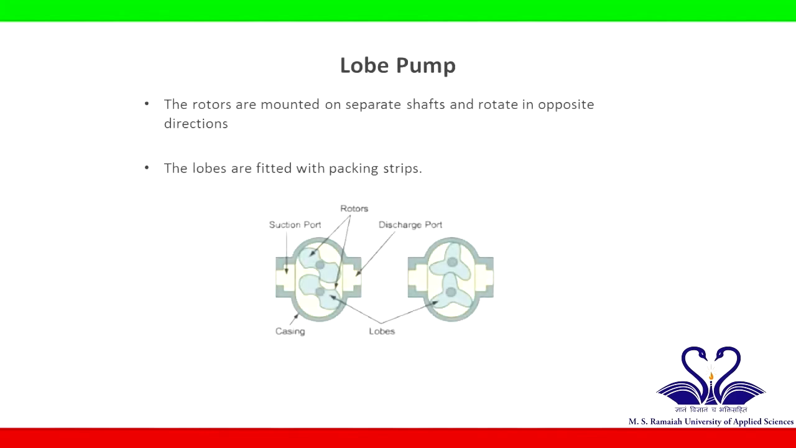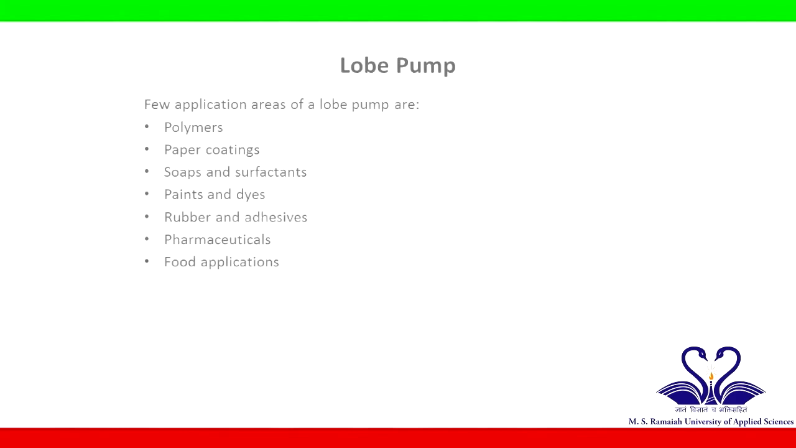In a lobe pump, the rotors are mounted on separate shafts and rotate in opposite directions. The lobe pump operation is similar to gear pump. Instead of the gears, multiple lobes are used. The lobes are fitted with packing strips. Few application areas of a lobe pump are polymers, paper coatings, soaps and surfactants, paints and dyes, rubber and adhesives, pharmaceuticals and food applications.